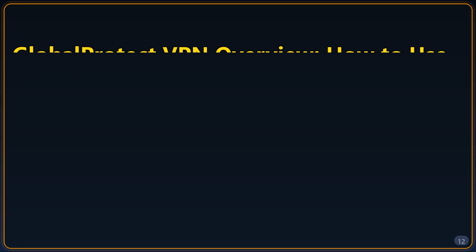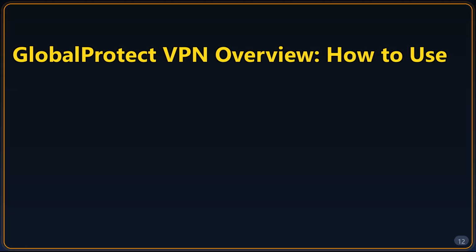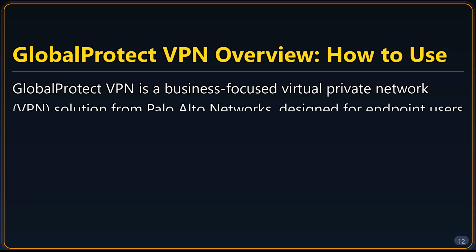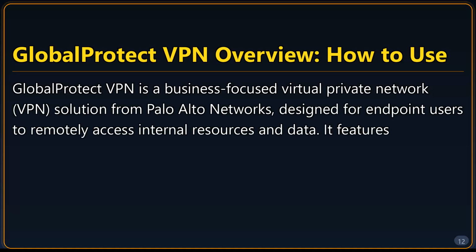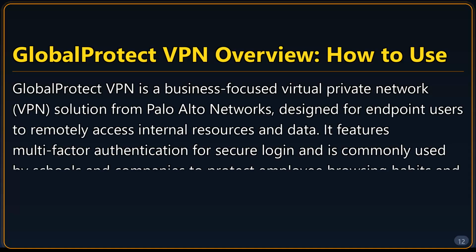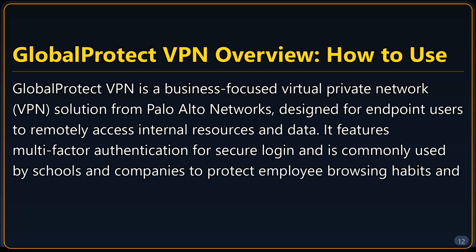GlobalProtect VPN Overview. How to use. GlobalProtect VPN is a business-focused virtual private network (VPN) solution from Palo Alto Networks, designed for endpoint users to remotely access internal resources and data. It features multi-factor authentication for secure login and is commonly used by schools and companies to protect employee browsing habits and identity.